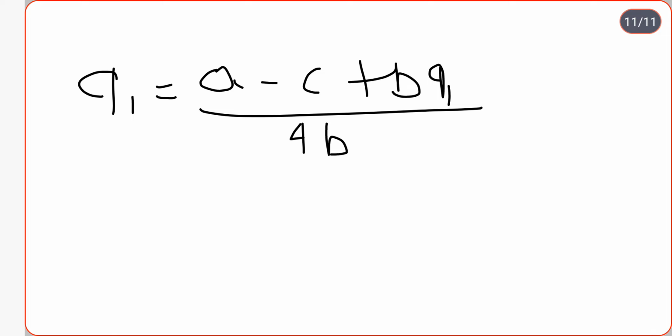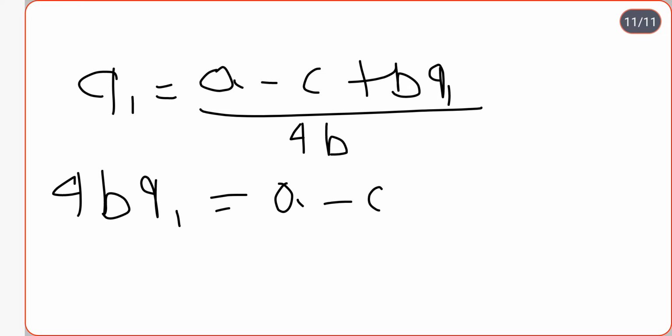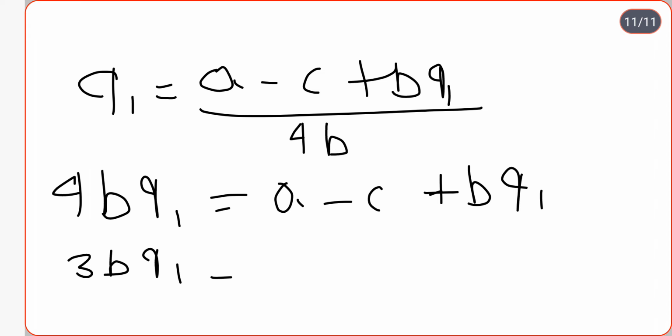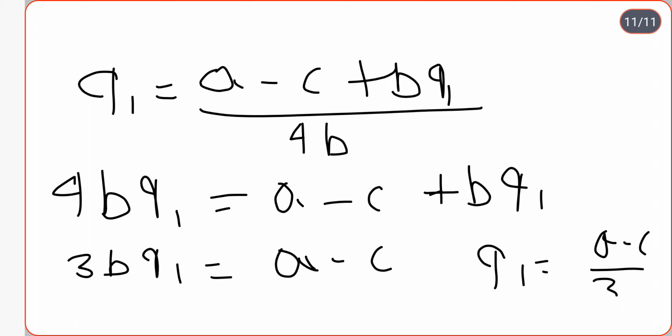Now just cross multiplying this, we get 4bq1 equals a minus c plus bq1. If we take this bq1 to the left hand side, it becomes 3bq1 equals a minus c. Taking the 3b to the other side, we get the value of q1 as a minus c by 3b. In the same way, if you calculate the value of q2, you will find out that q2 will also be a minus c by 3b.